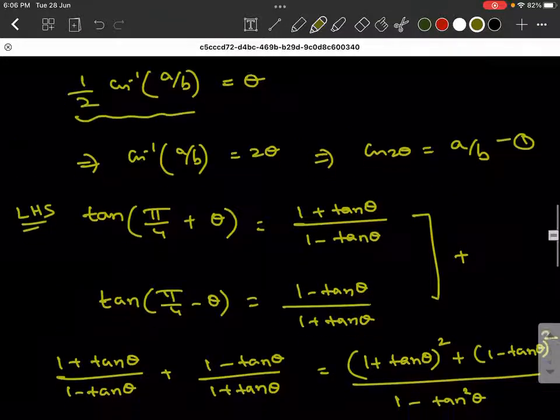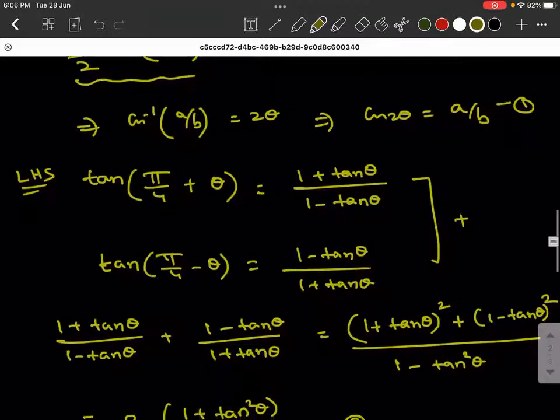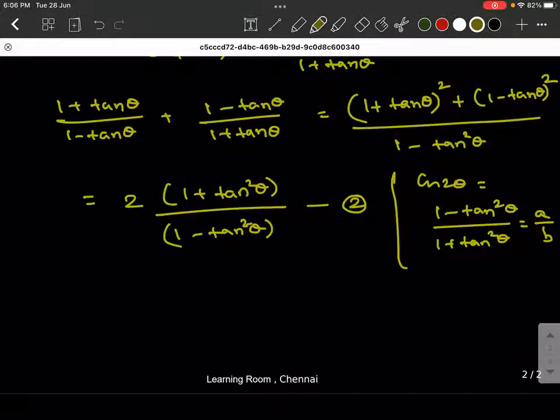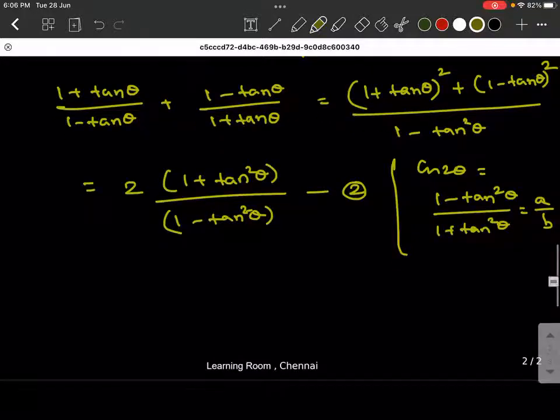Now tell me one thing, guys. Cos 2 theta is A by B. But how can you write cos 2 theta in terms of tan? Is it not 1 minus tan square theta by 1 plus tan square theta? Correct? So cos 2 theta is equal to A by B. That's what they have given, no? If 1 minus tan square by 1 plus tan square is A by B, then 1 plus tan square by 1 minus tan square will be B by A. So can I write this as 2 times B divided by A, and that is what we are asked to do. Does it make sense? Right?